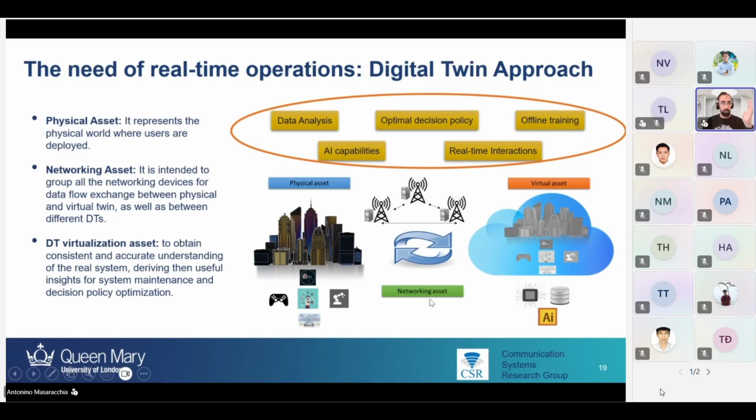Then, through a communication network asset, we are going to collect data about the status of the network itself, the traffic condition, the quality of service requirements, and this network, as you can see here on the right side, is going to be represented virtually. On top of this virtual replica, as highlighted in the box on the top, it is possible to perform data analysis, design or test optimal decision policies, and provide offline training and real-time interaction with the network itself through AI capabilities.